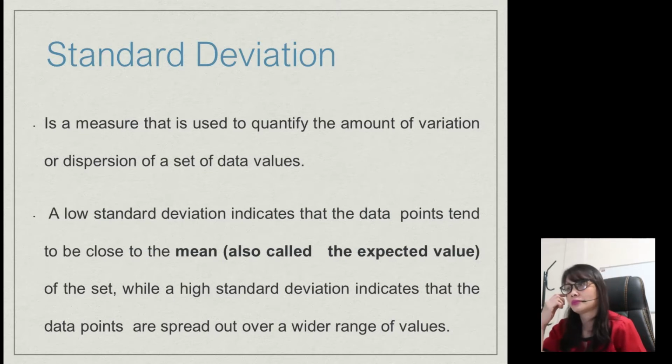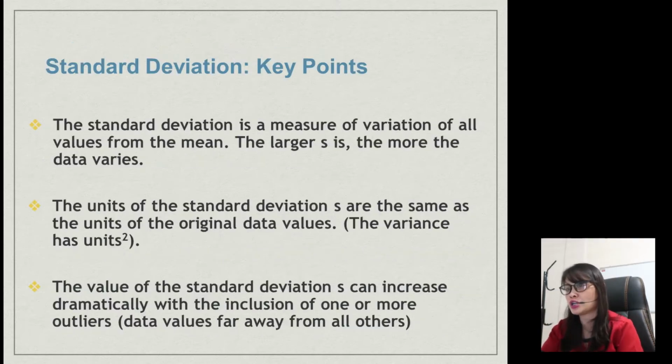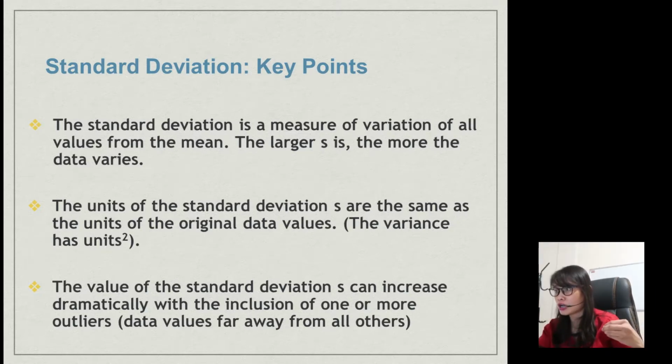So these are the key points. Standard deviation is a measure of variation of values from the mean. The larger the standard deviation, the more the data varies, meaning the values are too far from the mean, so they are more variable. If the value of the standard deviation is higher, they vary more. The unit of standard deviation is the same as the unit of the original data values. The value of the standard deviation can increase dramatically with the inclusion of one or more outliers.